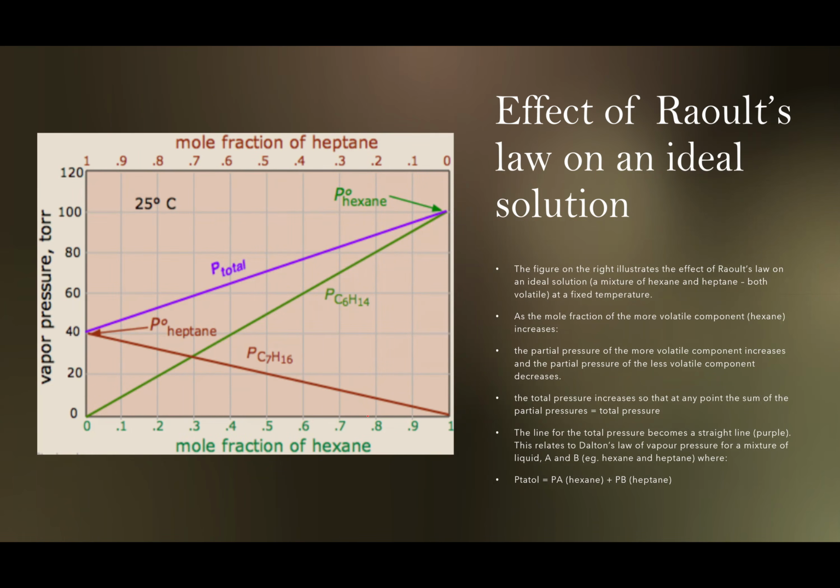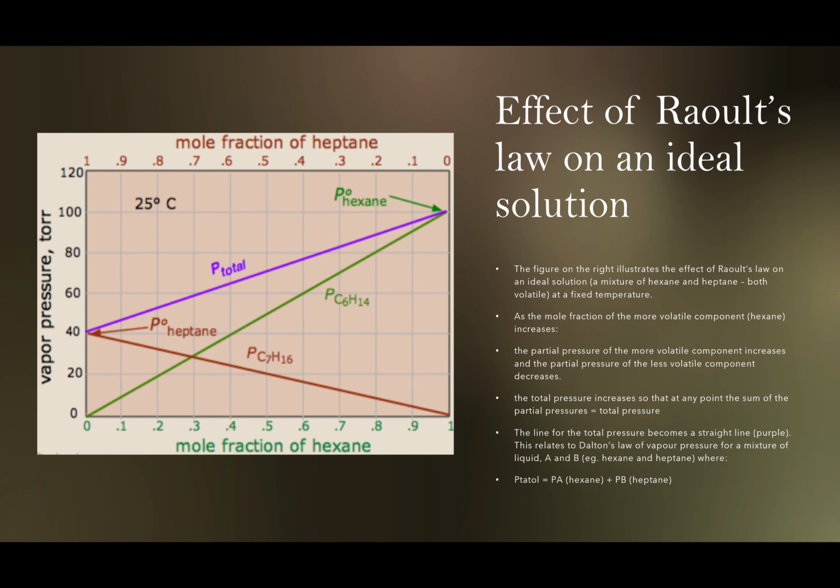So let's look at the effect of Raoult's law on the ideal solution. Here we have heptane and hexane. On the figure here, we can see how Raoult's law affects hexane and heptane in solution at this fixed temperature of 25 degrees Celsius, 298 Kelvin. As the mole fraction of the more volatile component, hexane, increases, the partial pressure of the more volatile component increases, and the partial pressure of the less volatile component decreases.